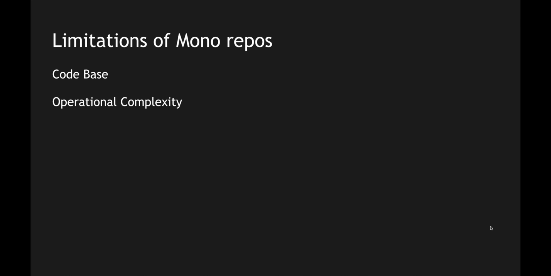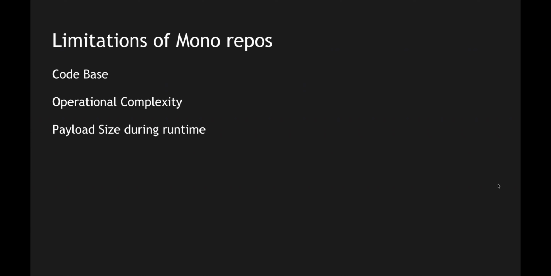The next one is operational complexity. There are going to be a lot of pull requests in the repo because there is only one repo for multiple teams to be contributing to. So there are going to be operational issues in terms of who's going to merge when, and the merge conflicts are going to be coming in because there are more teams contributing into the same repository.